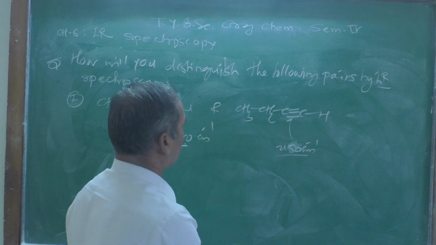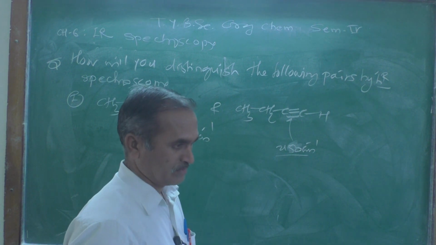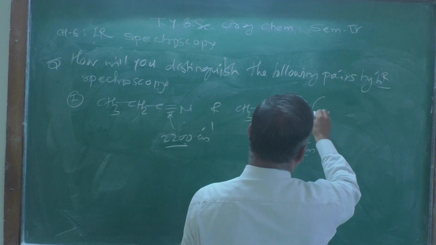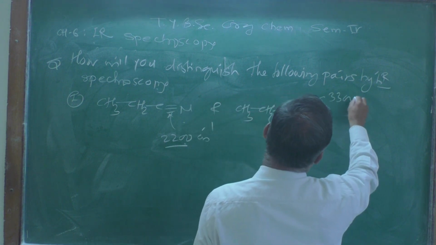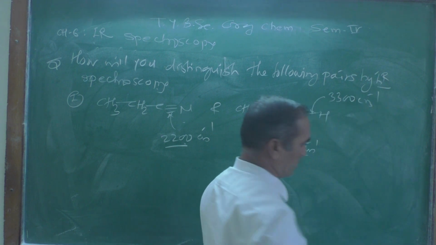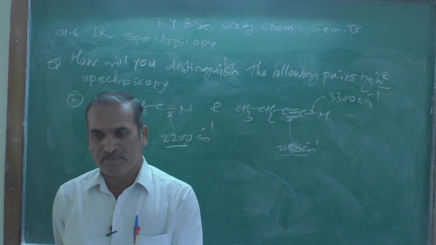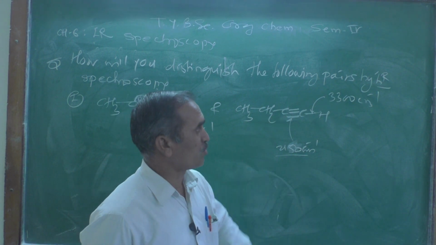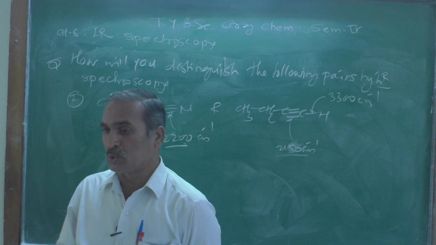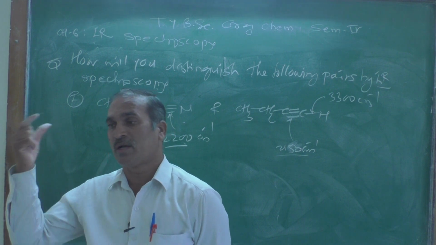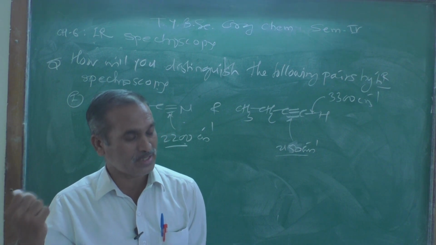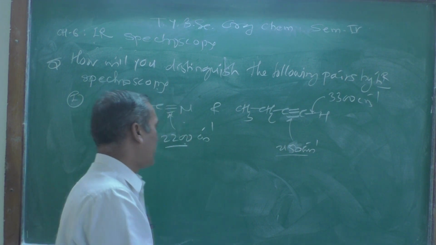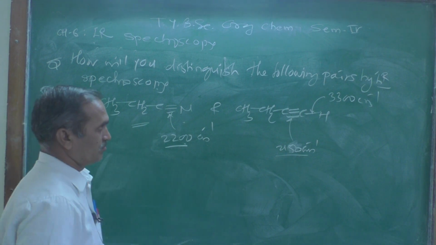In addition, the second one will give one very typical peak around 3300 per centimeter. The IR absorption band around 3300 per centimeter is due to the terminal alkyne. That is a characteristic of that band, and it is absent in the first structure.